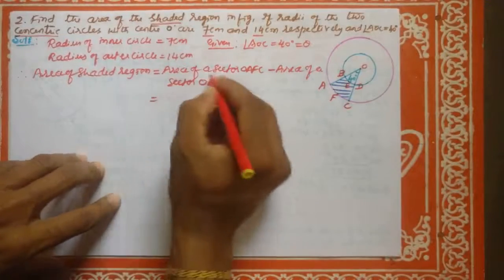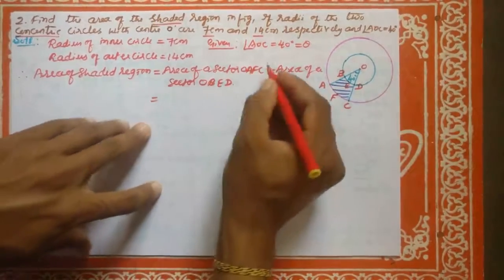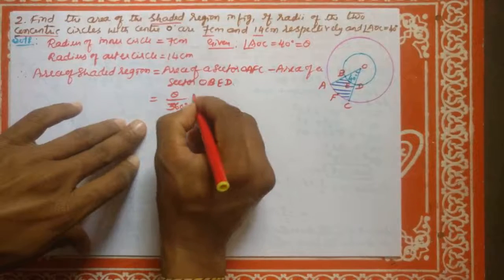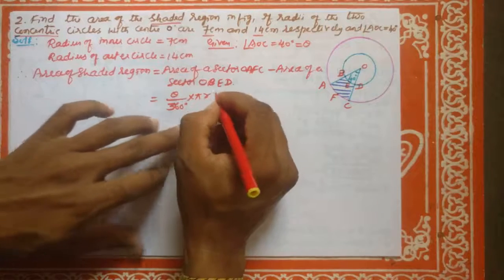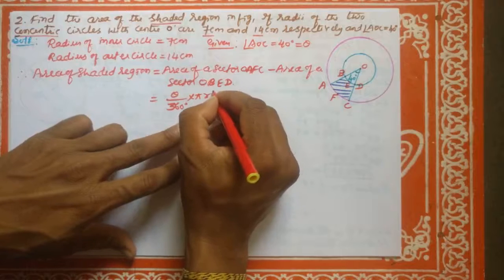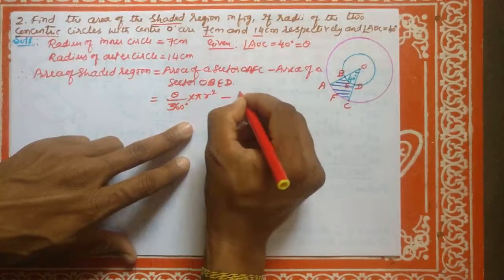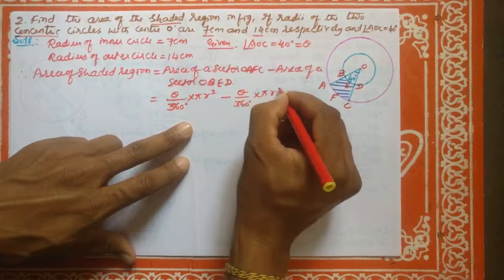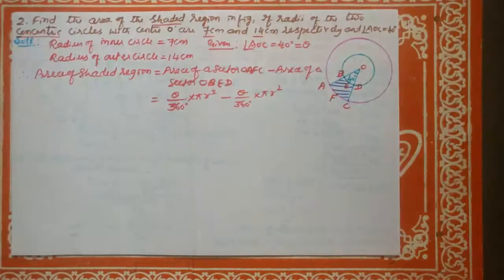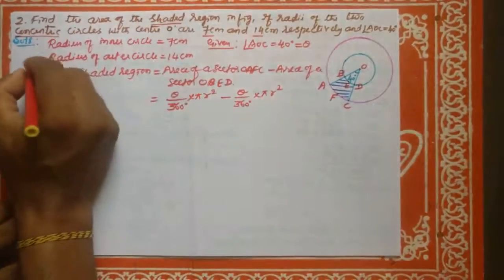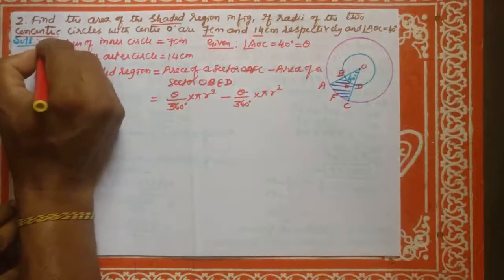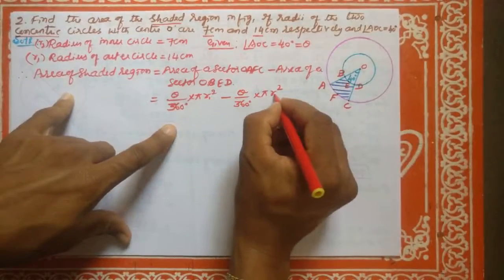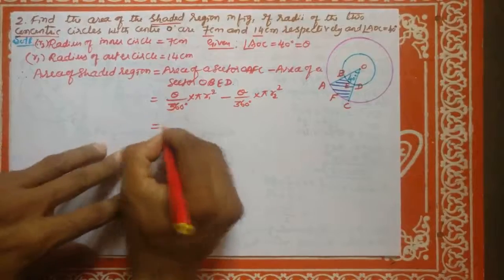Area of sector OAFC is theta divided by 360 degree into pi r square, minus, and here also theta divided by 360 degree into pi r square. Here I will take R1 as the outer circle and R2 as the inner circle. Therefore this is R1 square, this is R2 square.